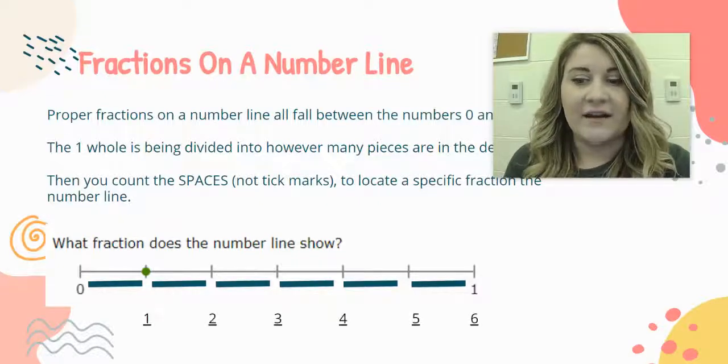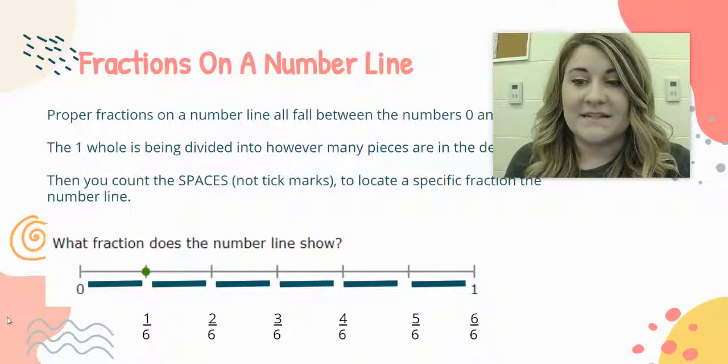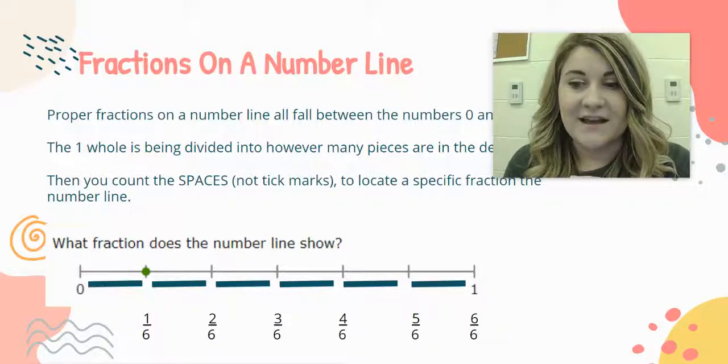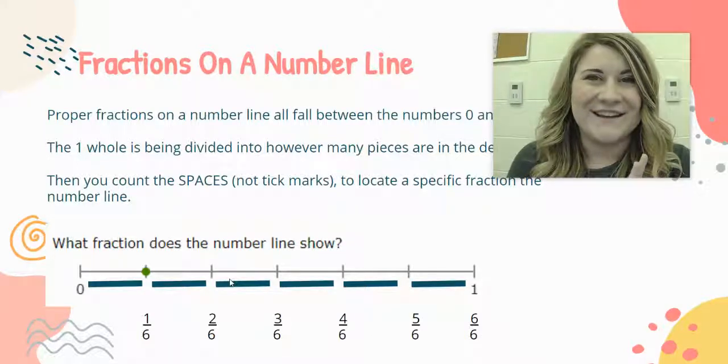So I can go in and mark that there are 6 different places. There are 6 different spaces there. So that's our denominator. As you see, we have 6, 6, 6, 6, 6, 6, and 6. So this number line is divided into sixths.